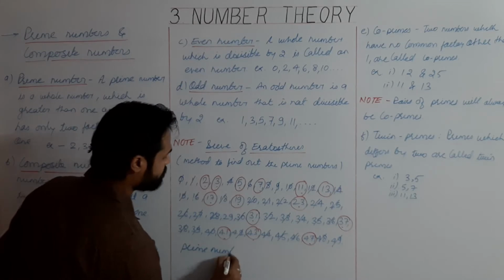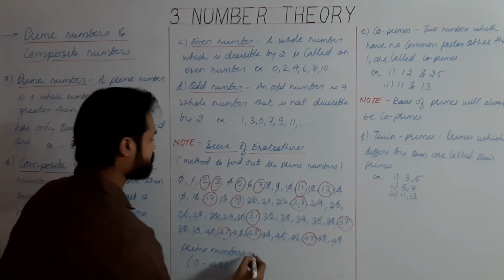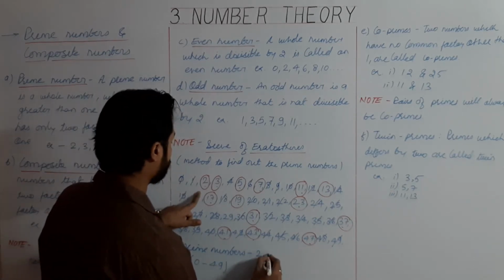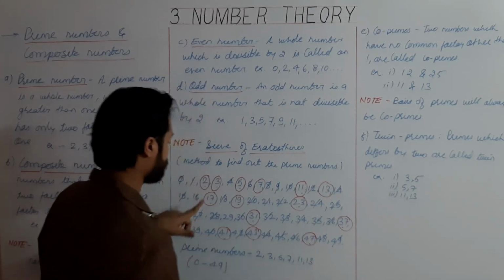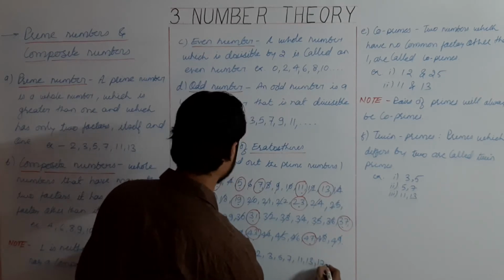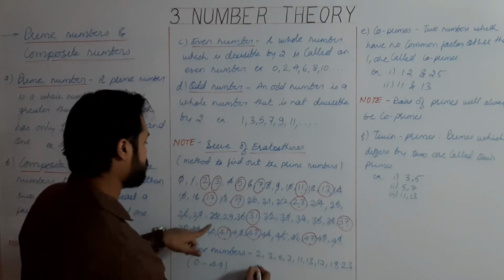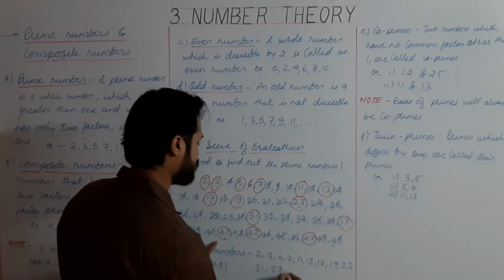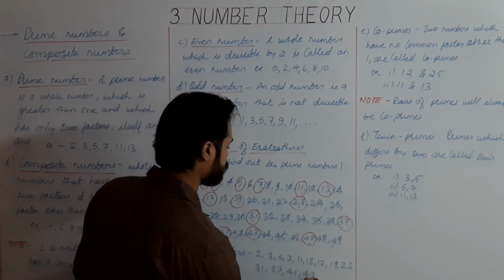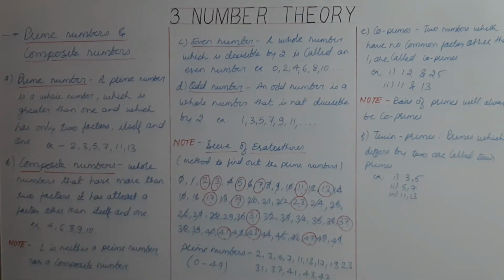So the prime numbers from 0 to 49 are 2, 3, 5, 7, 11, 13, 17, 19, 23. Then after 23, we have 31, then 37, 41, 43 and 47. So this is the method for finding prime numbers.